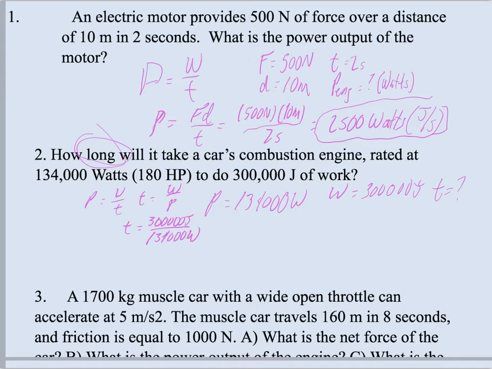And of course we know a joule per second is also a watt. So instead of writing watts right here, we could write joules per second. And that way we can see that the joules end up canceling, and seconds is our leftover unit, which makes sense because we're trying to find time. And you get 2.24 seconds for the time.